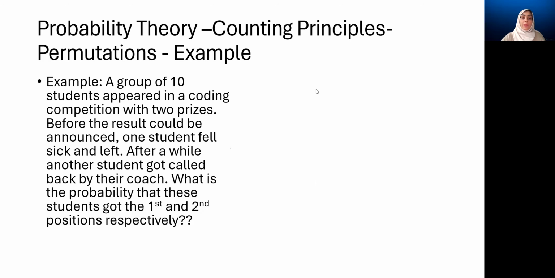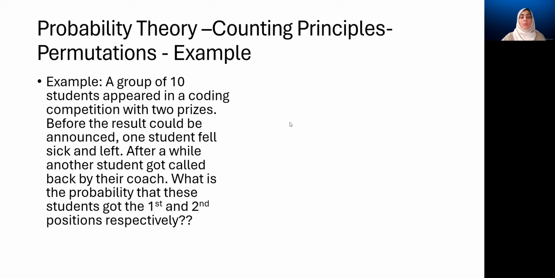Consider another example. A group of 10 students appeared in a coding competition with 2 prizes. Before the results could be announced, one student fell sick and left. After a while, another student got called back by their coach. Now, what is the probability that these students got the first and second position, respectively, in the same order as they left? The first one who fell sick got first position, and the one who was called back got second position. Now, this question is asking to compute the probability of this event.